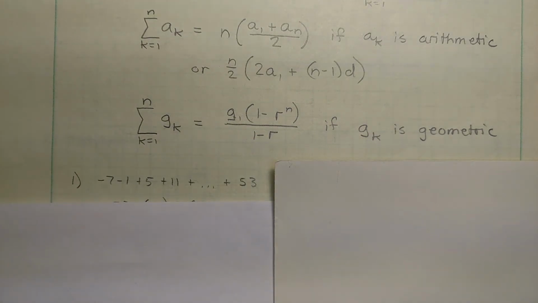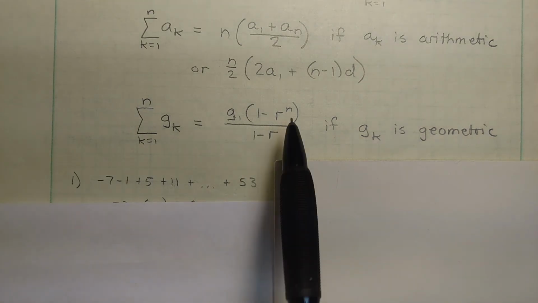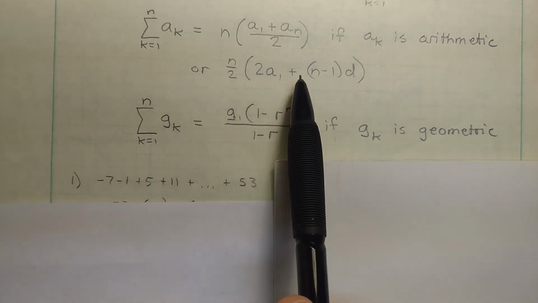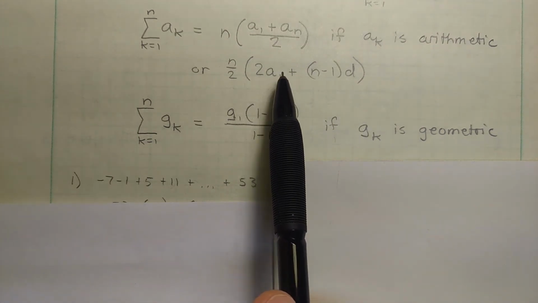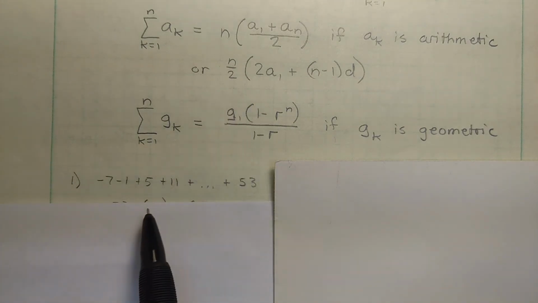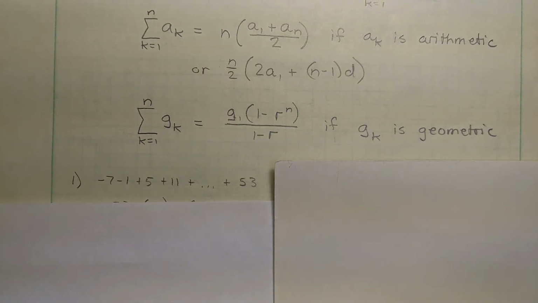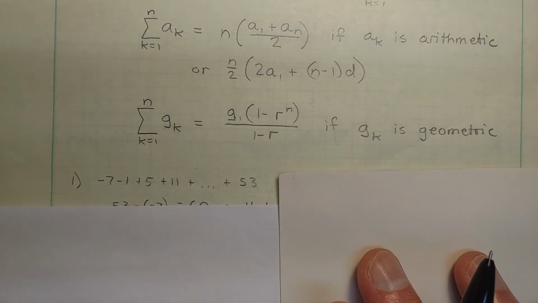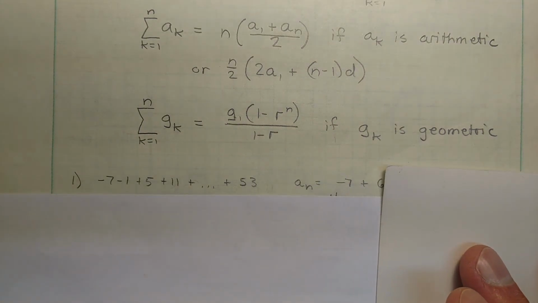So we want to add this up. The first thing to do is to find out, is it arithmetic or is it geometric? And we can see pretty quickly that we have a common difference. We're adding 6 every time. So we can use this with our common difference, knowing our first term is -7. The challenge here is that we don't really know the number of terms. That's really the challenge, to figure out the n that goes there.